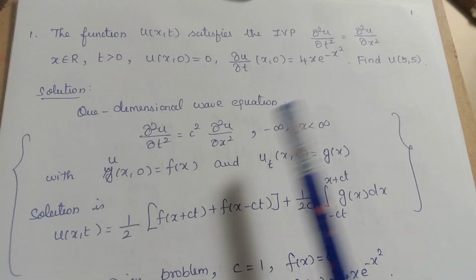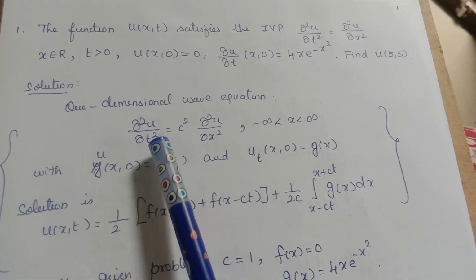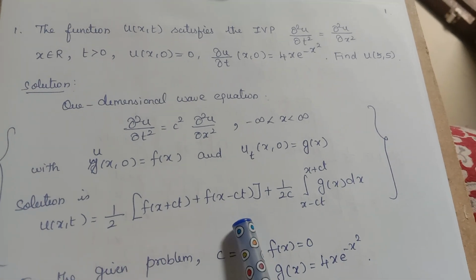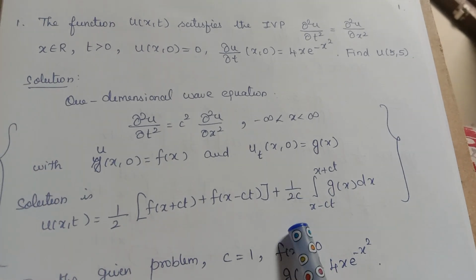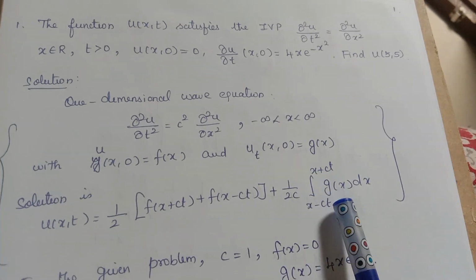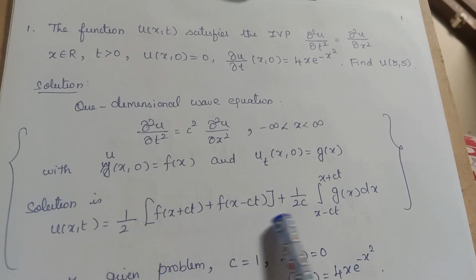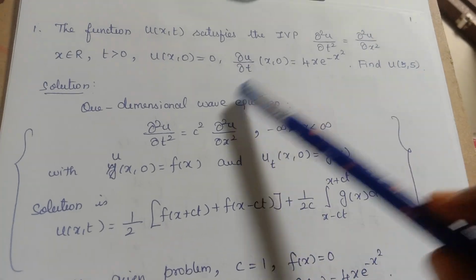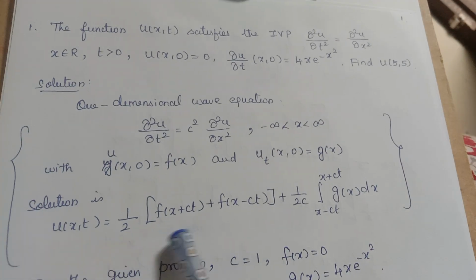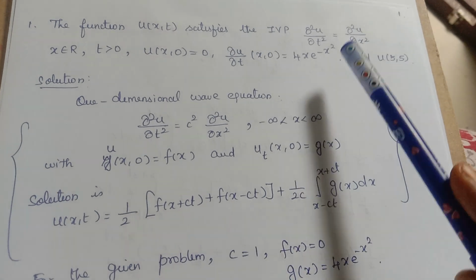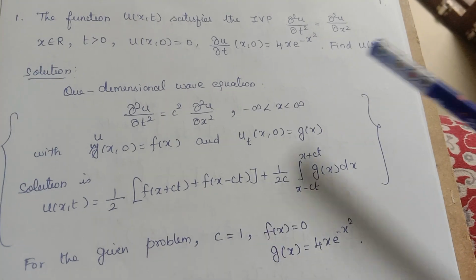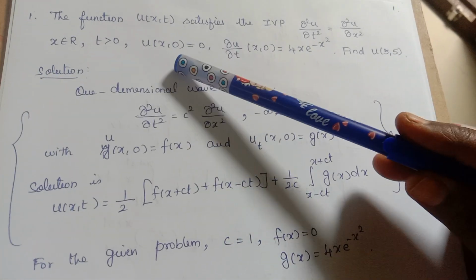Okay, now the solution for the one-dimensional wave equation is given by 1 by 2 into f of x plus ct plus f of x minus ct, plus 1 by 2c into integral x minus ct to x plus ct g of x dx. Why am I taking this solution? Because the wave equation is given and the initial conditions are given, no? So we have to take this solution only. Here, for this problem, c value equal to 1. Okay, and f of x is u of x comma 0, no?